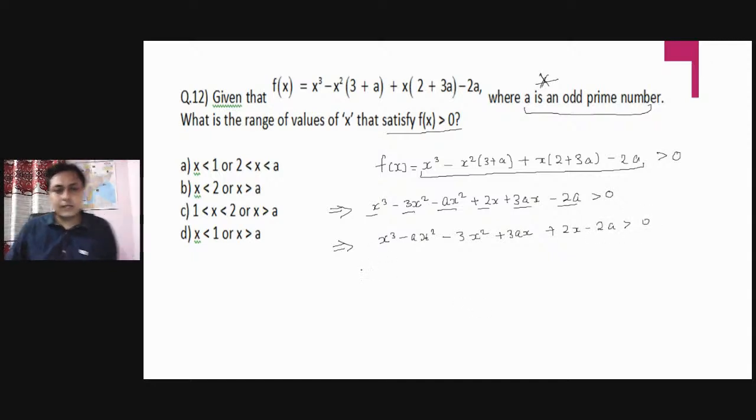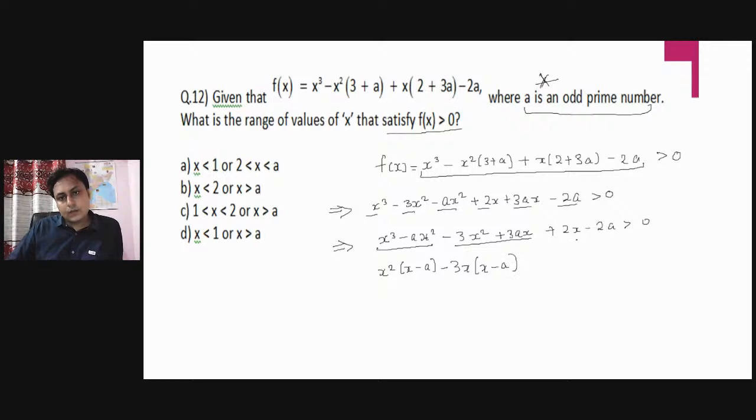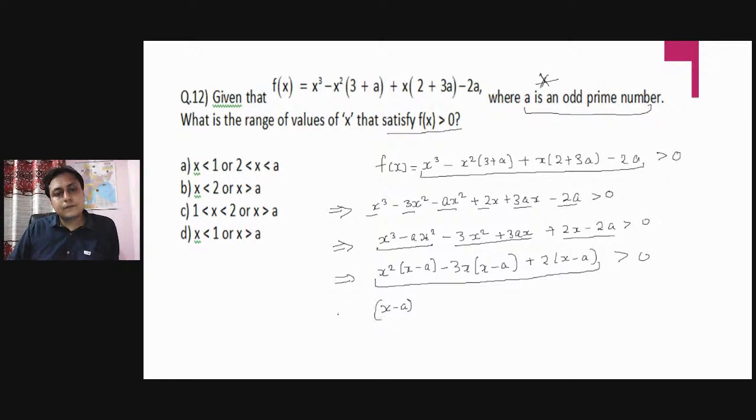Now we can take common x minus a easily, right? So guys, take x square common from these two. So it should be x square into x minus a, right? Take minus 3x common from these two terms. So it should be x minus a. Take 2 common from here, means plus 2 into x minus a, right? That should be greater than 0. So guys, again take x minus a common from all these terms. So it should be equal to x minus a into x square minus 3x plus 2 greater than 0.